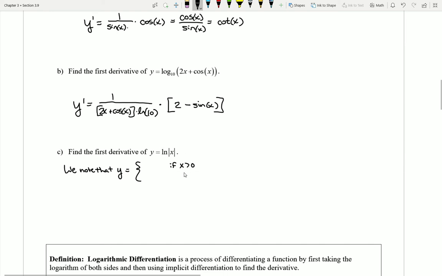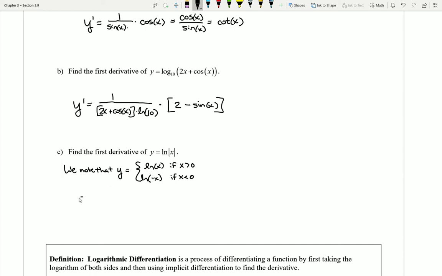But if the value of x was just greater than 0, then these absolute value bars really serve no purpose, right? They don't do anything to the value of x. And so I can just write this as natural log of x. However, if x happens to be less than 0, if x is a negative number, then those absolute value bars actually do make a big difference. But I can get around that by saying I'll take that value of x that's negative and multiply it by a negative 1.